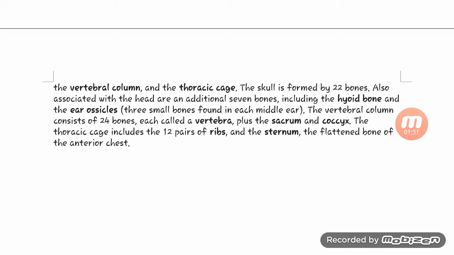The vertebral column consists of 24 bones, each called a vertebra, plus the sacrum, coccyx, and the thoracic cage includes 12 pairs of ribs and the sternum, the flat bone of the anterior chest.